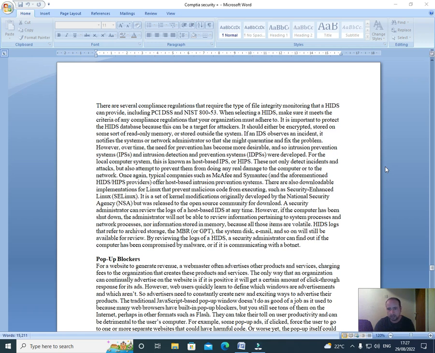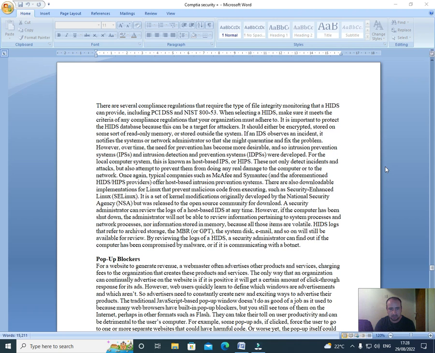If an IDS observes an incident, it notifies the system or network administrator so that she might quarantine and fix the problem. However, over time, the need for prevention has become more desirable, so intrusion prevention systems, IPSs, and intrusion detection and prevention systems, IDPSs, were developed. For the local computer systems, this is known as host-based IPS or HIPS. These not only detect incidents and attacks, but also attempt to prevent them from doing any real damage to the computer or to the network. Once again, typical companies such as McAfee and Symantec and the aforementioned HIDS providers offer host-based intrusion prevention systems.